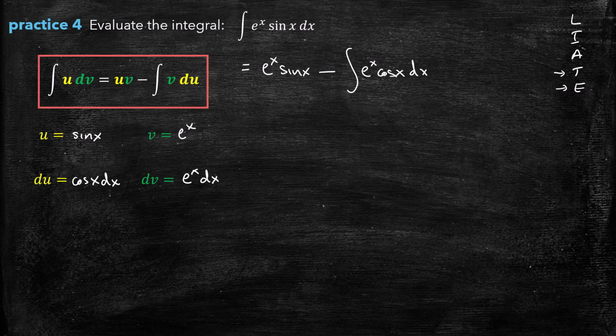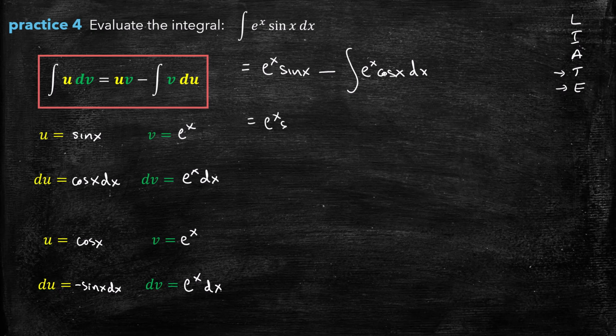Now, you see the integral we're left with is by no means simpler, but it isn't more difficult either. It doesn't feel like we're really getting anywhere. When you feel like you're not getting anywhere, just try doing integration by parts again. So let's do that. So this time we'll make u equal to cosine x, and dv once again will be e to the x dx. So du is negative sine x dx, and v will be e to the x again.